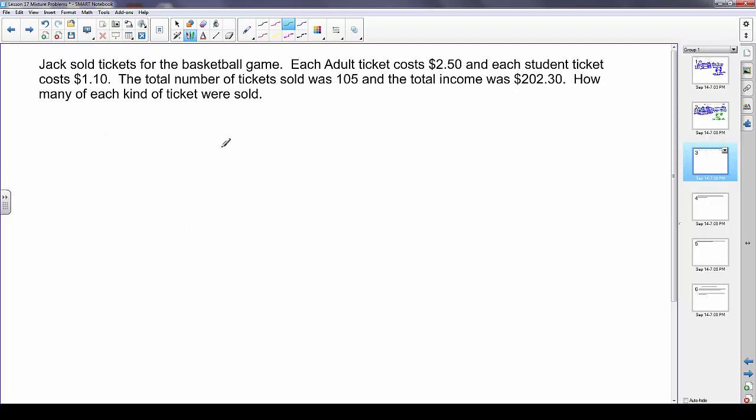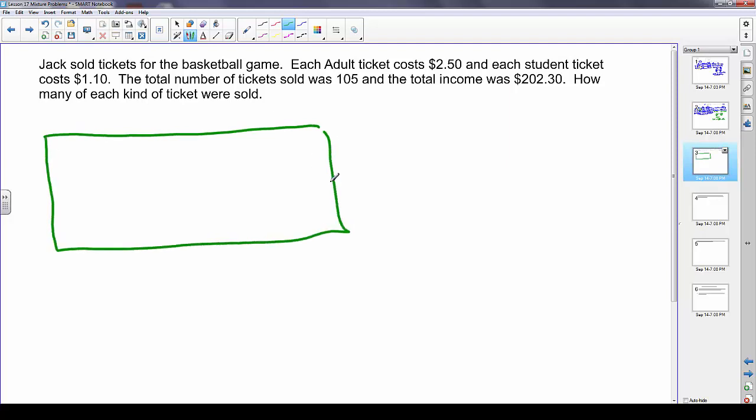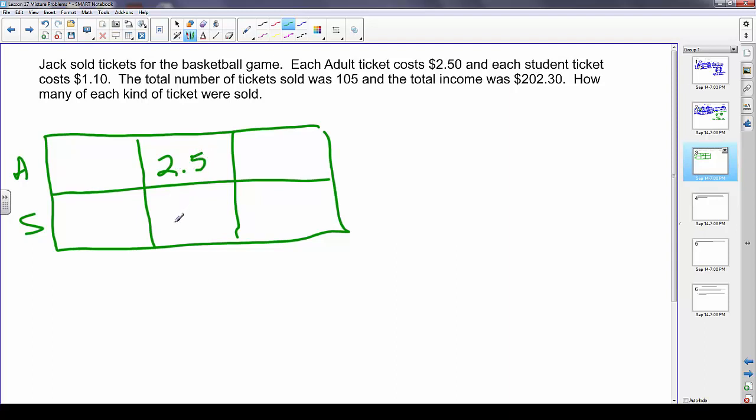More money? We've got Jack selling tickets for a game. The adult tickets cost $2.50 each. The student tickets $1.10. Total number of tickets sold was 105. This is very similar to what we just did. So in this case, we have two types of quantities. We have an adult ticket and a student ticket. I have adult tickets being $2.50 each, and a student ticket being $1.10 each.